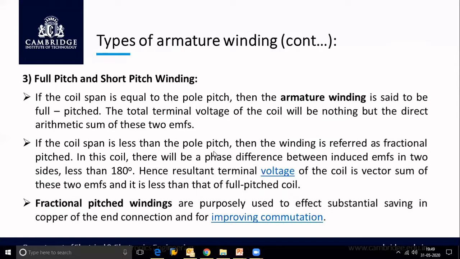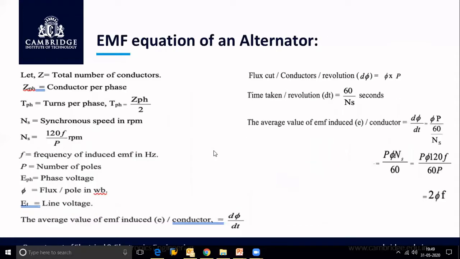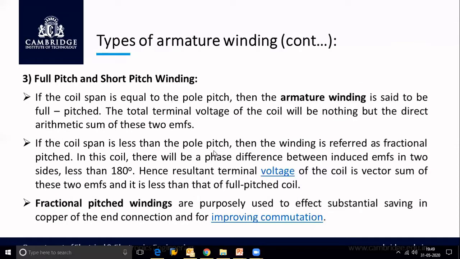winding. So in full pitched winding, the EMF induced in the conductor is the arithmetic sum of all the EMFs induced in the individual conductors. What about the short pitched winding? If the coil span is less than the pole pitch, then the type of winding is known as a short pitched winding. Or we can say that the distance between the two coil sides is less than a pole pitch or less than 180 degrees electrical, then the type of winding is known as short pitched winding.